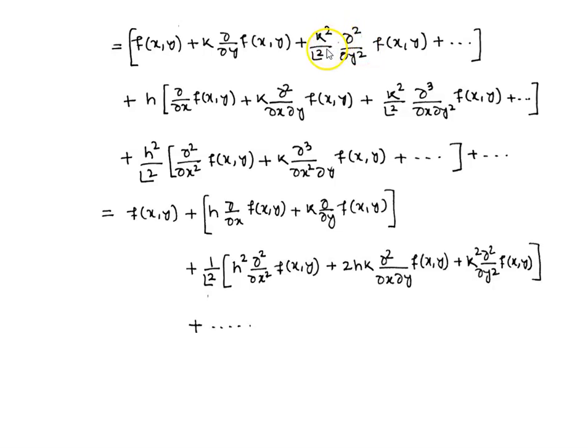And we have taken 1 by factorial 2 common. So by taking 1 by factorial 2 common, here it remains as h square del square divided by del x square f(x,y). Here it is written h square del square by del x square f(x,y). Because we have taken 1 by factorial 2 common, from here if we take 1 by factorial 2 common, we have 2hk del square divided by del x del y f(x,y).